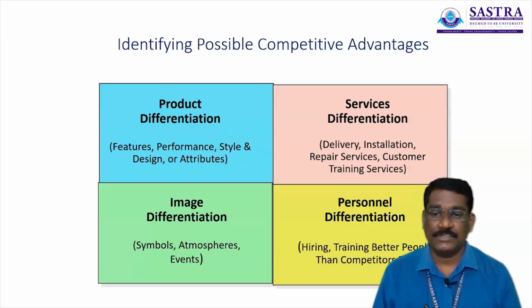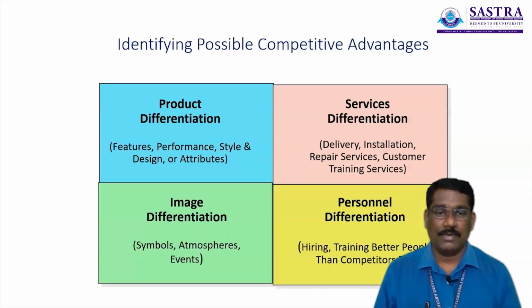Next one is about image differentiation. We have a lot of symbols, atmosphere, events. When you look at the image of Apple, immediately you think about innovation. So that gives you a competitive advantage. And the Audi symbol also talks about performance and quality. So that gives you an image differentiation.